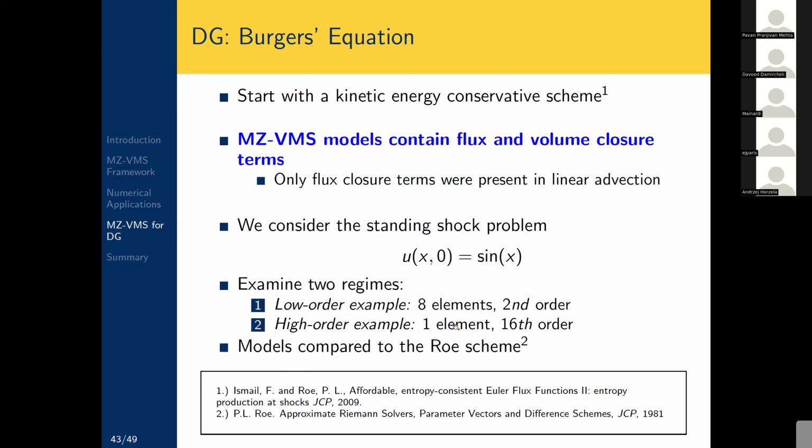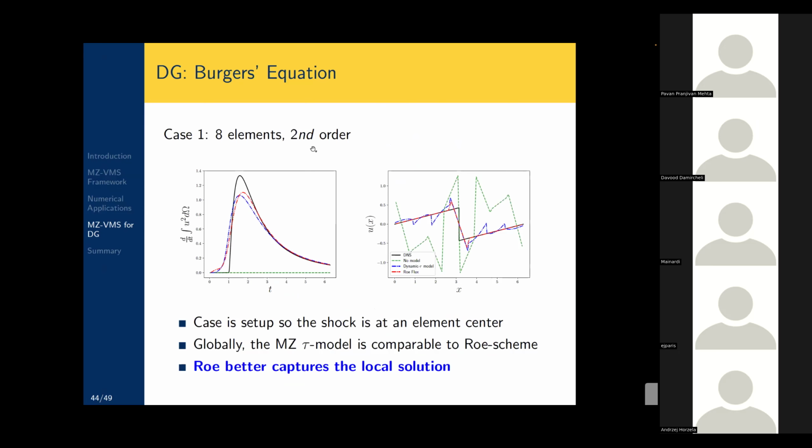If you start out by looking at this case where you have 8 elements in second order, this is a pretty canonical type of configuration that has been run in practice. Here on the left, I'm going to show you the evolution of total energy in the domain, and on the right, a physical space solution. Black is going to be the truth model. Green is going to be a baseline DG model that has a kinetic energy conserving flux, so it has no mechanism to dissipate energy. Blue is going to be an MZ model built on top of that, and then red will be a DG with the Roe flux.